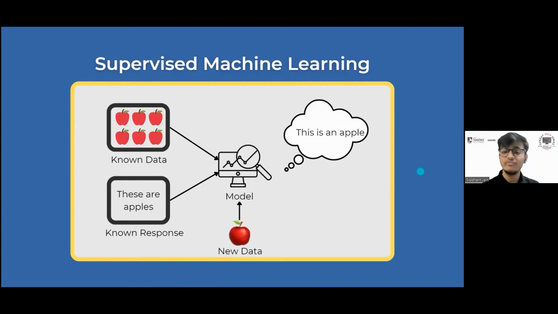But what if we input an image of an orange? The model will be able to tell that this fruit is not an apple, but it won't be able to tell that it is an orange. This is because the model wasn't trained to recognize oranges or any other fruits other than apples. This type of machine learning model is used in email spam filtering to filter out spam emails from non-spam emails.